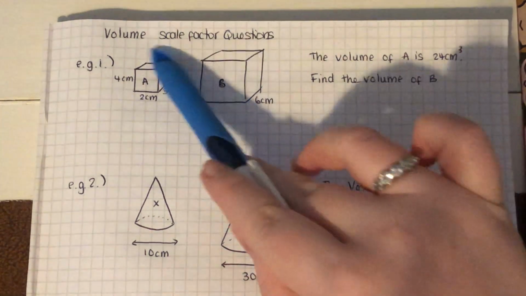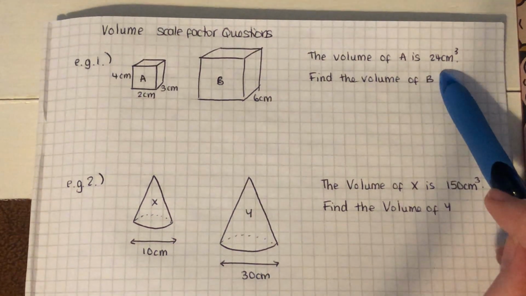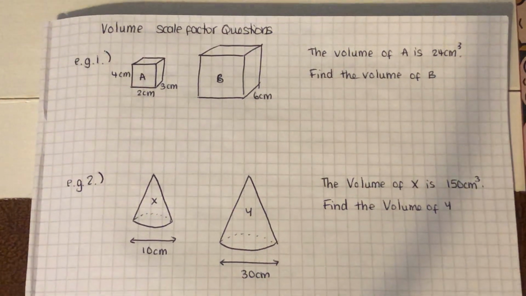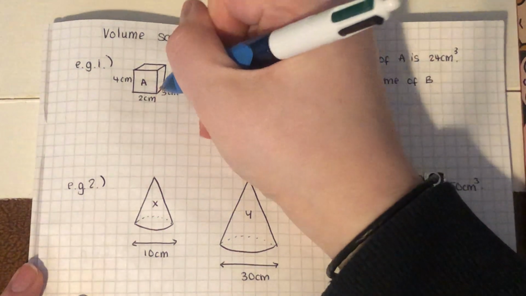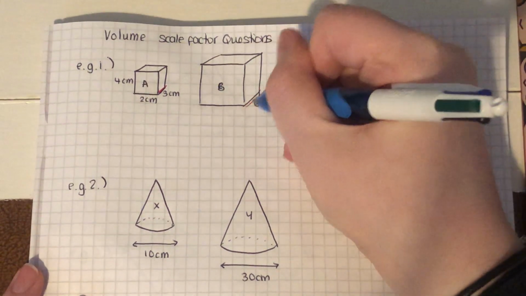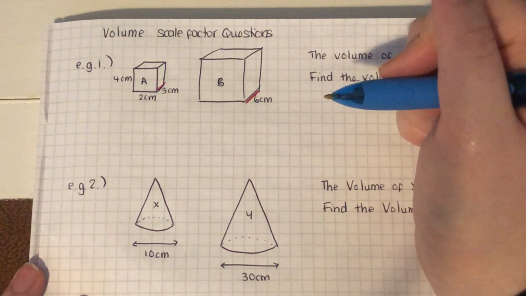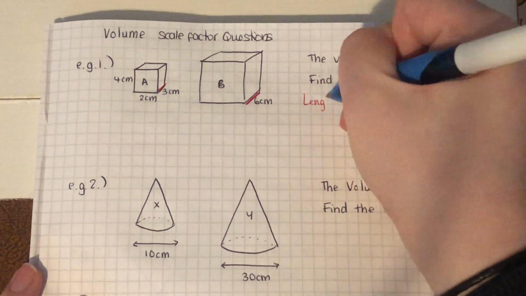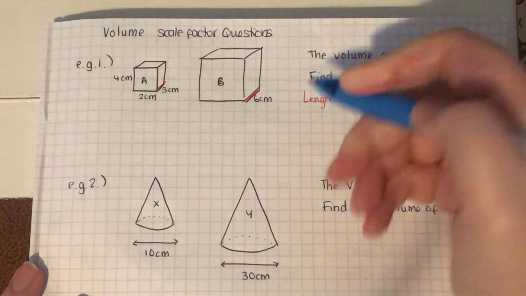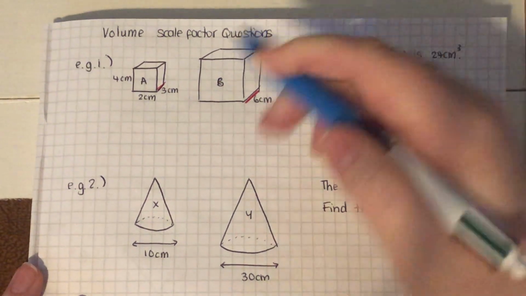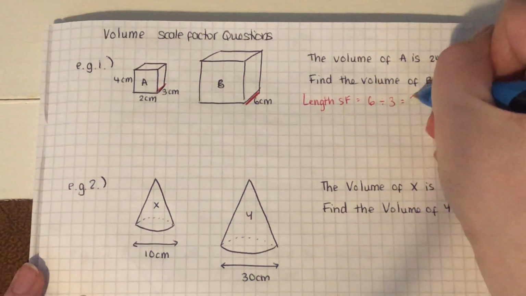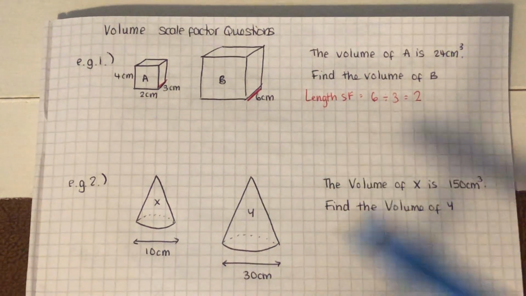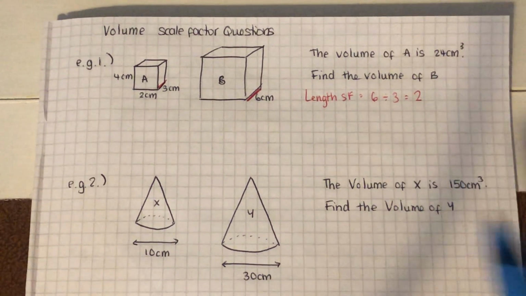Now we're told that the volume of this one is 24 in the question here, and we need to find the volume of the larger one. So the first thing you need to do is find out the length scale factor. This part here of our cuboid is the same as this part here of the larger cuboid, so we can work out the length scale factor with these two. The length scale factor is going to be the larger one, 6, divided by the smaller one, which is 3. So 6 divided by 3, which is 2. Most of you can work out that 3 times 2 gives you 6, so if you can do it visually, then brilliant. If you can't, that's obviously the method.